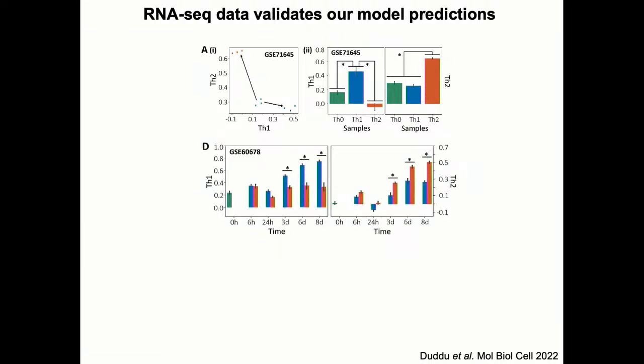You could also look at another experiment which had time course data, and you could see that in both TH1 and TH2, while they started from relatively equal levels, clearly the divergence started to happen soon enough, and you could see that only increasing as a function of time.